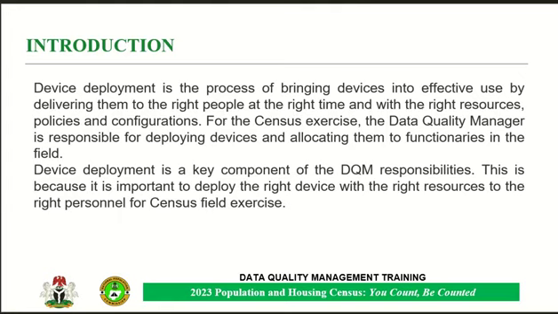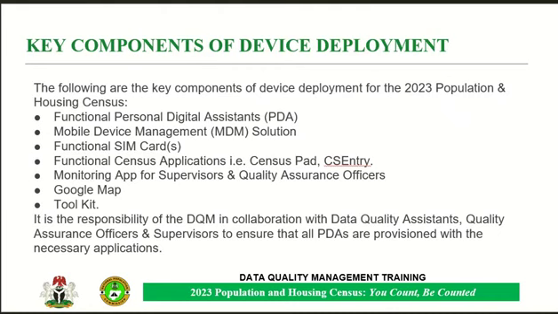This is because it is important to deploy the right device with the right resources to the right personnel for census field exercise. The key components of device deployment for the population and housing census in 2023 are: number one, a functional personal digital assistant, the PDA, and also the mobile device management solution. We also have the functional SIM cards, functional census applications, that is the census pad and the CS entry, monitoring applications for supervisors and quality assurance officers. We also have the Google Map and the toolkit.